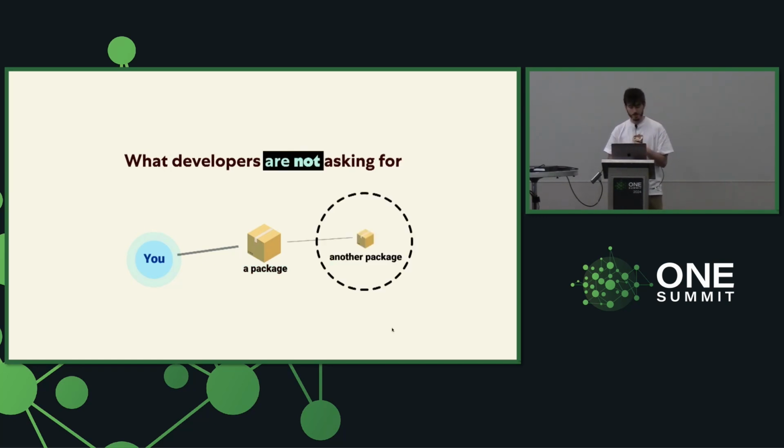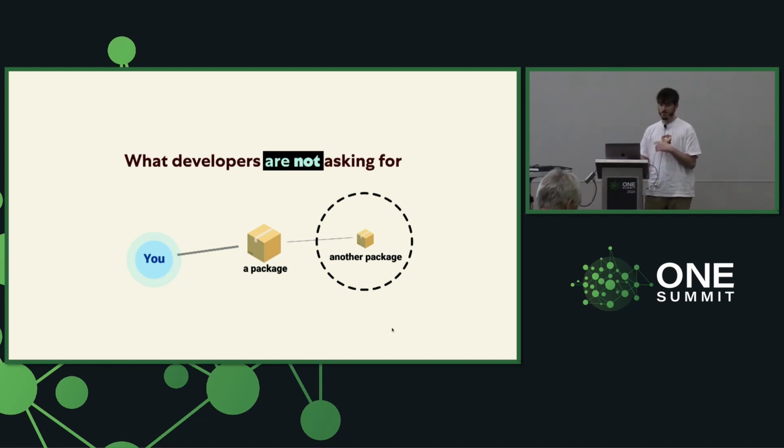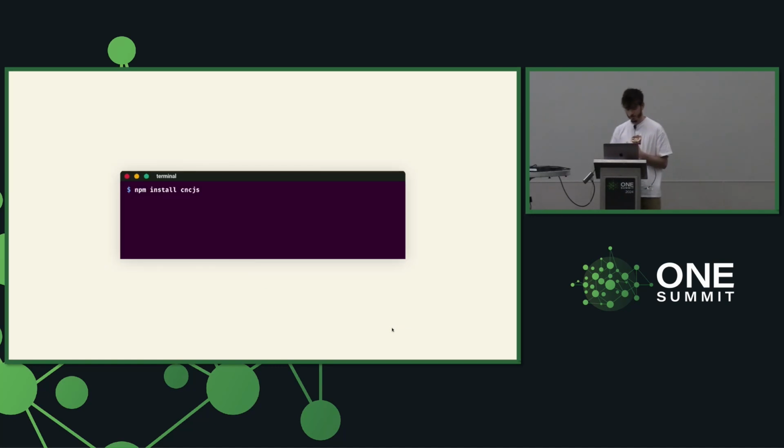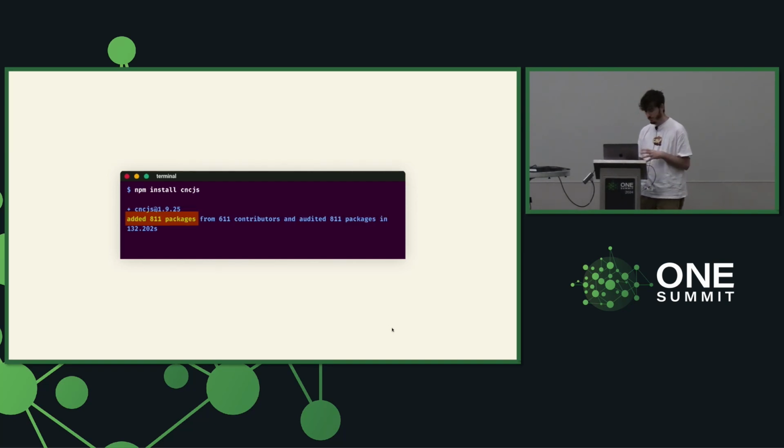What we are not expecting is that we have a package and a sub-dependency of it, a transitive dependency. And in real life, it usually looks like that. It's pretty much a mess, like a jungle of dependencies. If you want to be a good, secure developer, you'd want to check each one of them, but you don't have the time. If we take a look at CNCJS, an NPM package in JavaScript, it has 800 sub-dependencies from 600 contributors. I don't think it's possible to go through each and every package to see if it's malicious or not.